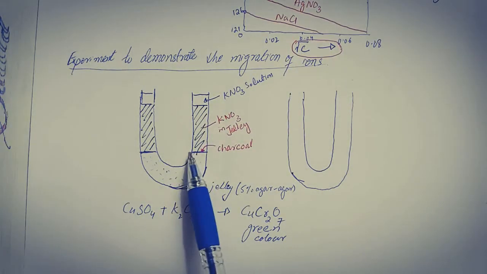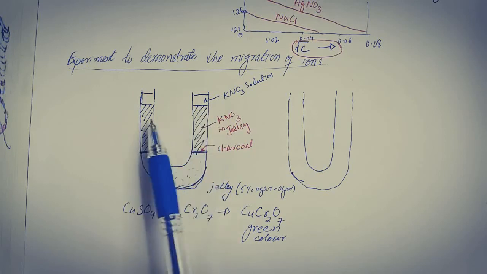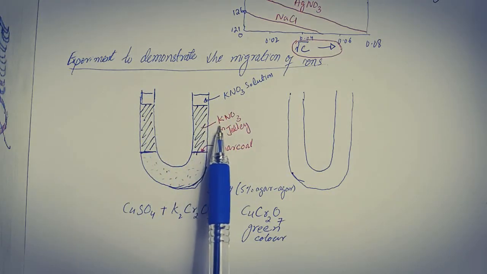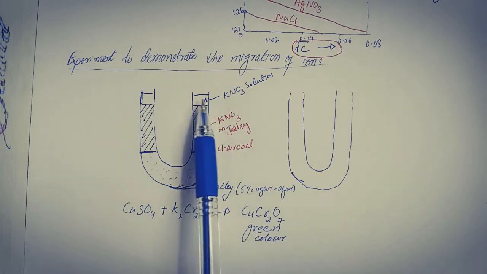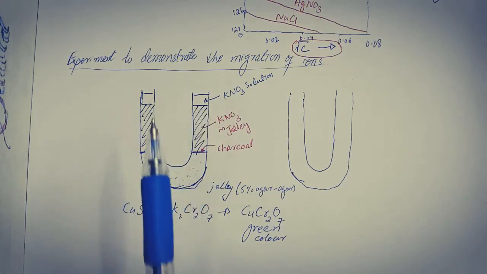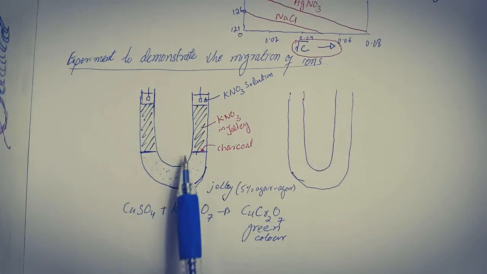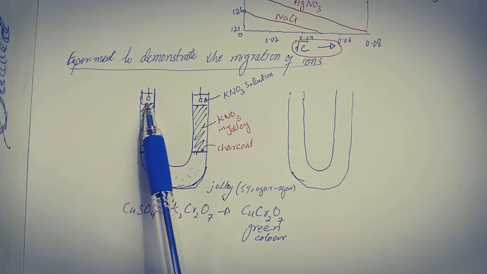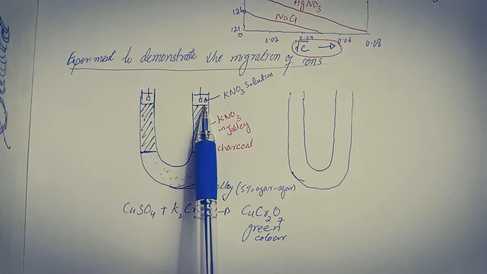And finally, potassium nitrate solution is placed over the agar-agar jelly containing potassium nitrate solution, and this solution is connected to the external circuit through the introduction of these two electrodes.